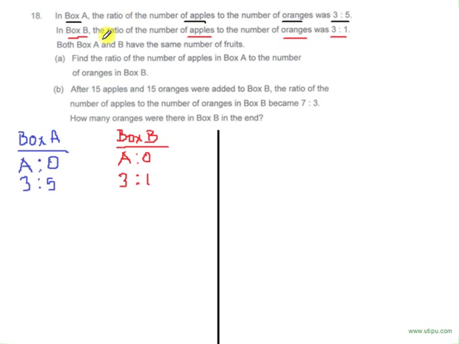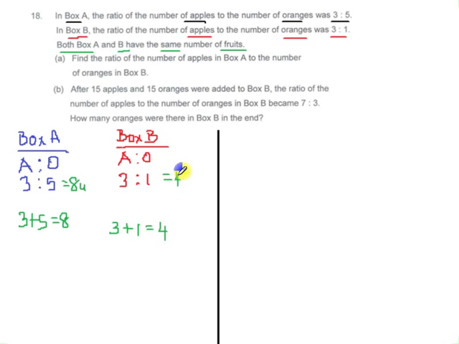Then the next sentence tells us that both box A and B have the same number of fruits. Now if they have the same number of fruits, it means that their total units should be the same. So we look at box A. The total units in box A is actually 3 plus 5, which is equal to 8. So there's a total of 8 units here. But in box B, there's a total of 3 plus 1, which is equal to 4.